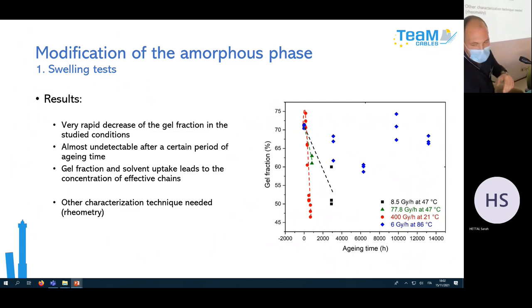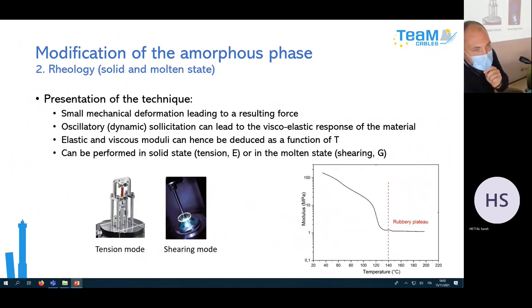So to do so, we use another technique, which is rheology, which is a thermomechanical characterization technique, which gives you information about the viscoelastic properties of the material. And through this instrument, through this experiment, we can extract elastic and viscous moduli as a function of temperature. Above the melting temperature, there are no more crystals.